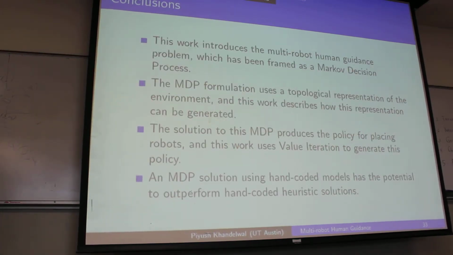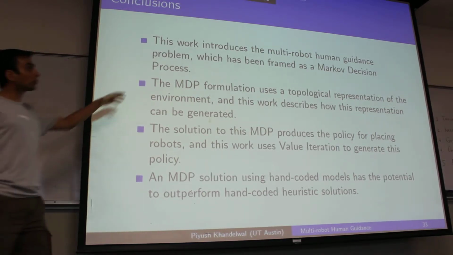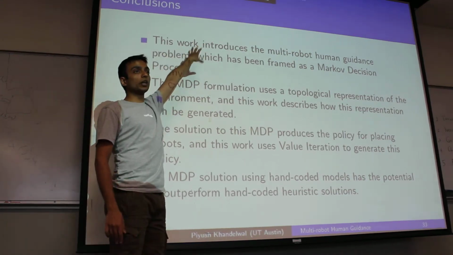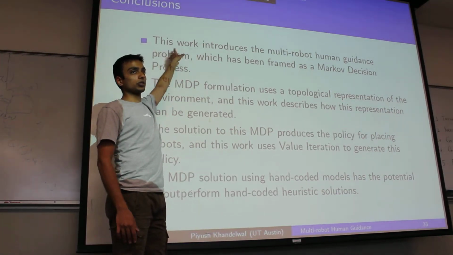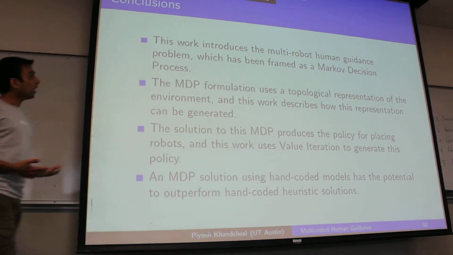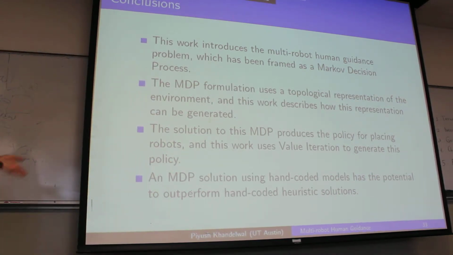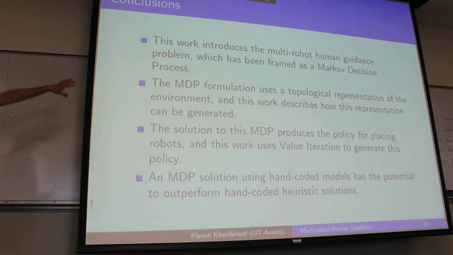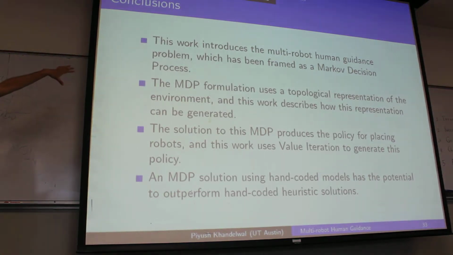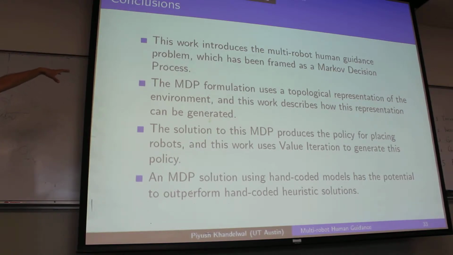So I've really rushed over the details, so if you have any questions, we can go over them now. But in conclusion, what this work does is it introduces multi-robot human guidance as a Markov decision process. So I should mention we didn't come up with an algorithm for solving Markov decision processes. To solve this problem, all we had to do was formulate it as an existing Markov decision process and use existing tools to solve this problem. The MDP formulation uses a graph of the environment. And in the paper that I've taken this work from, we describe how that graph can be generated as well.